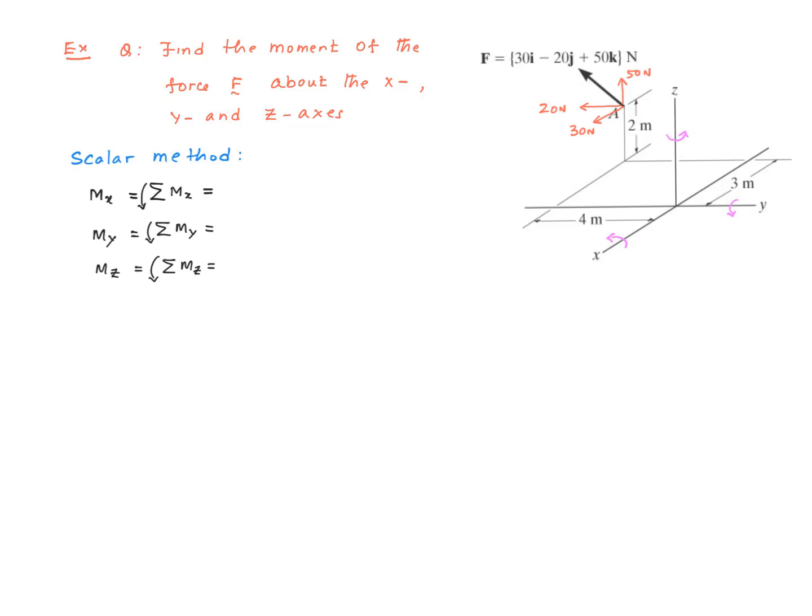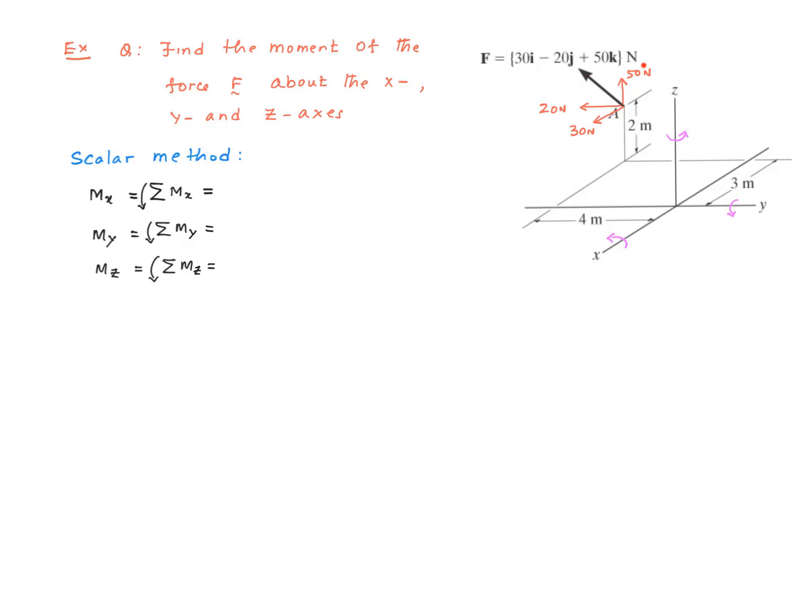To do this by the scalar method, the first thing you want to do is to draw these arrows representing each of the components of the force. Because you need to be able to visualize the components with their proper directions in order to be able to write down the equations for each component with proper values for the perpendicular distances and proper signs.